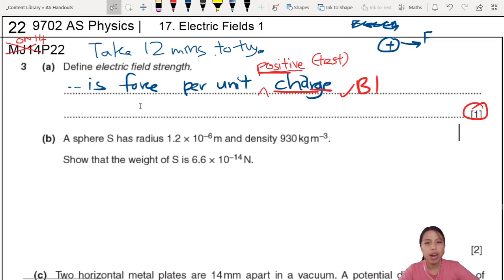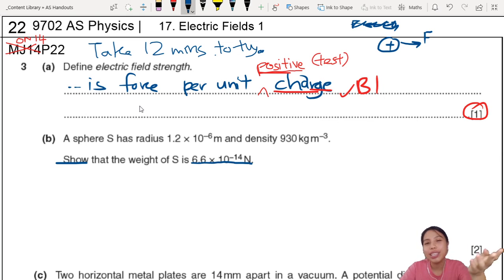A sphere has, wow, this is very interesting. Suddenly in electric field, how come suddenly got density and all this? Well, these are cross topic. A sphere has radius 1.2 and density 930. Show that the weight is that. Whenever you see show questions, it means the answer is already given to you. They just want you to show how you got the answer.